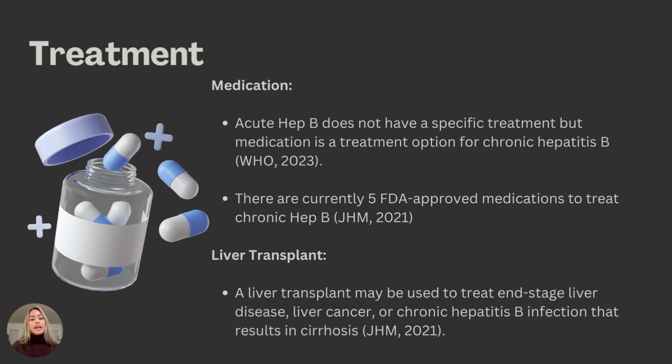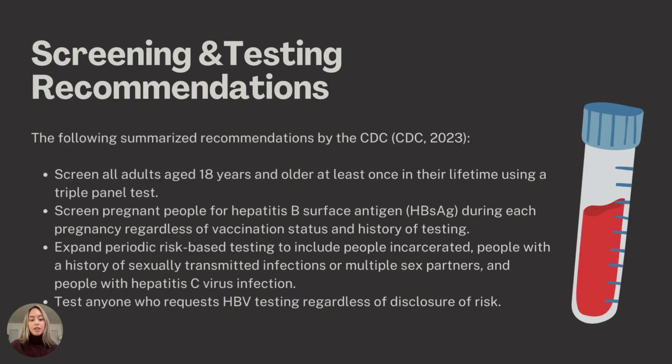How do we treat hepatitis B? Most acute hepatitis B doesn't have specific treatment, but chronic hepatitis B can be treated through medication or a liver transplant. And people who start hepatitis B treatment must actually continue it for life.